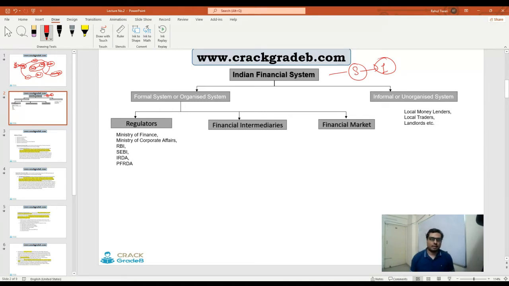Okay. Now, when we come to the formal system, and we are going to study this part in detail, the formal system has basically three components: first is regulators, second is financial intermediaries, third is financial markets. As I told you, we will start with regulators. In the last class, I also told you we will start with the regulators, then we will go to the next part which is related to it. For example, RBI for the banking system, SEBI for the financial market.